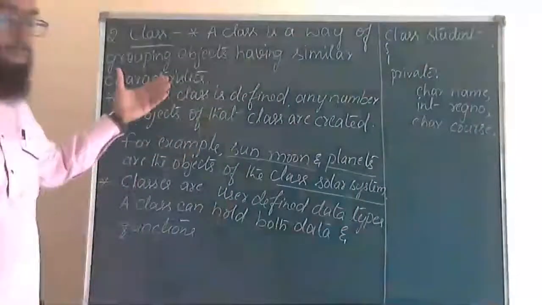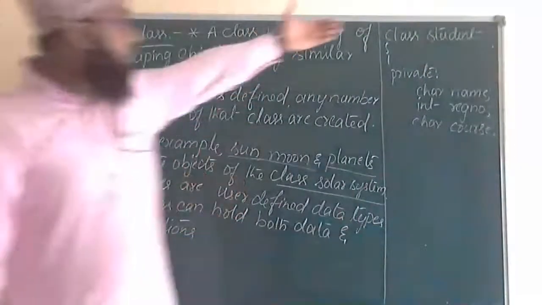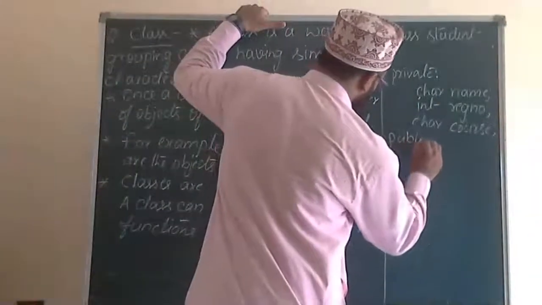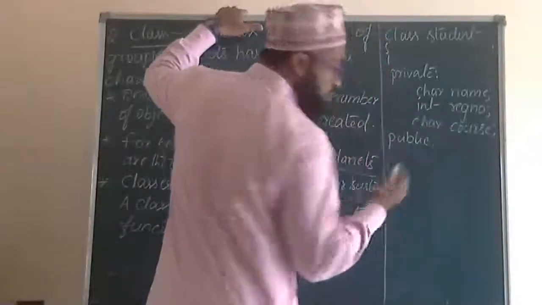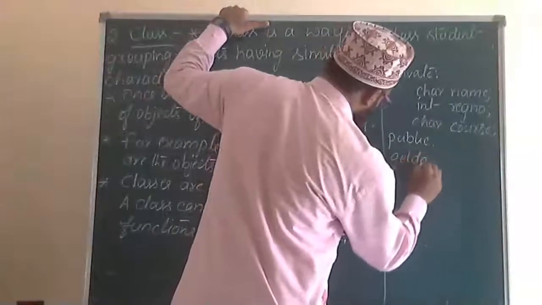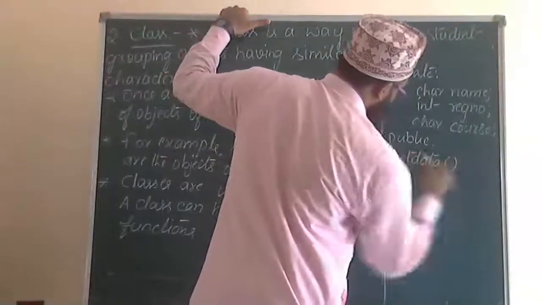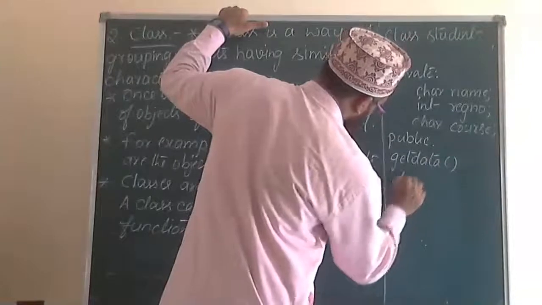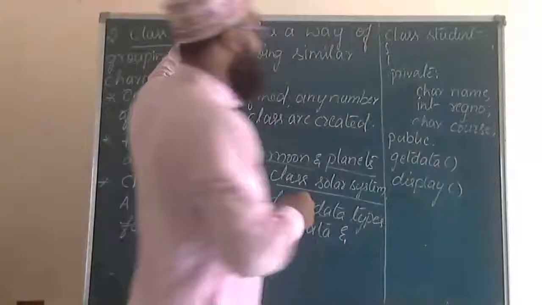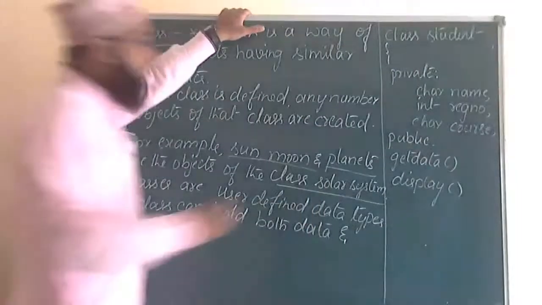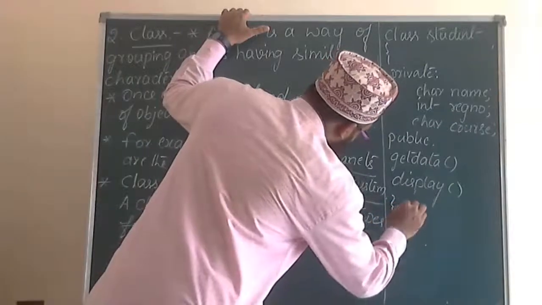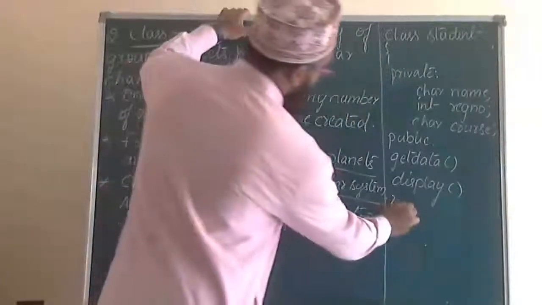As I have given an example under object, but here is the class example. Then after that, under the public access specifier, two functions we have given. Which are the two functions? One is get data, the next one is display. Get data and display. After that, a class can be closed by a brace followed by a semicolon.